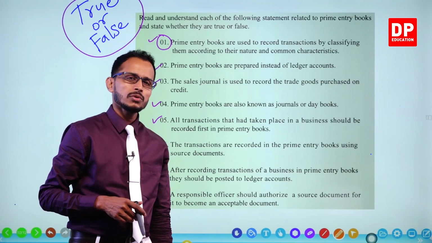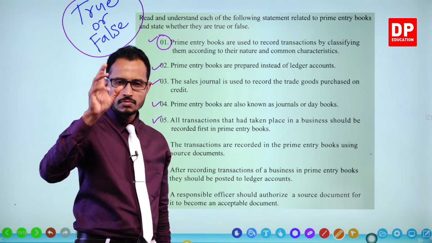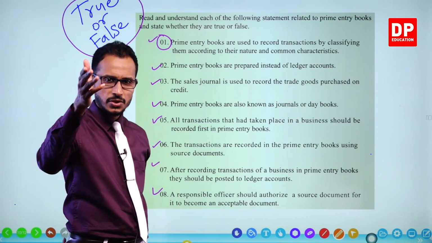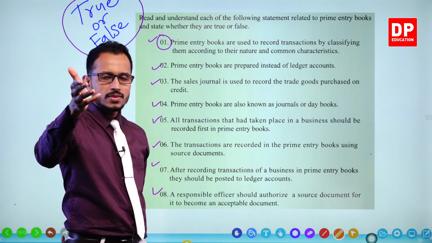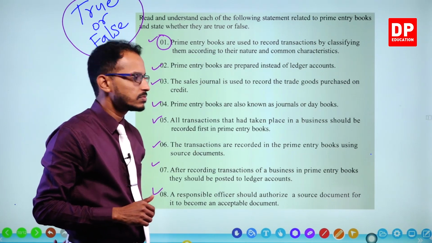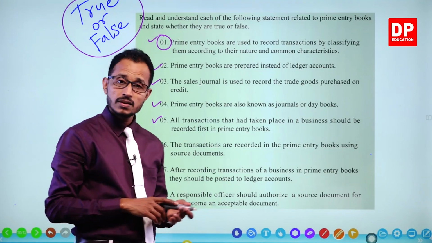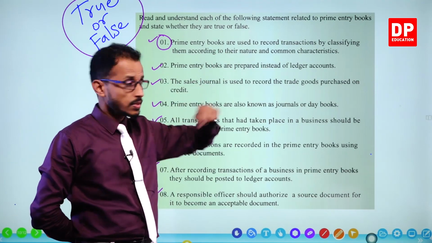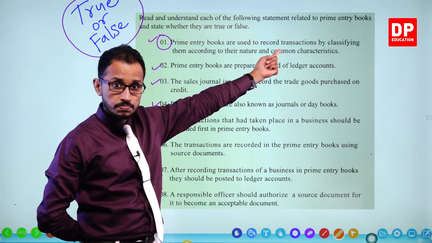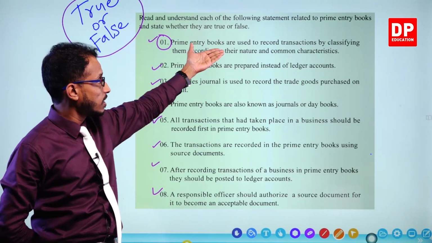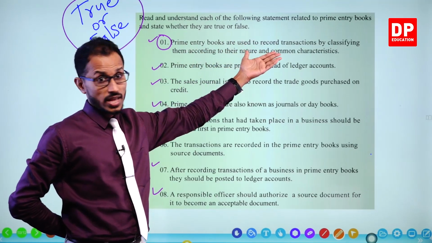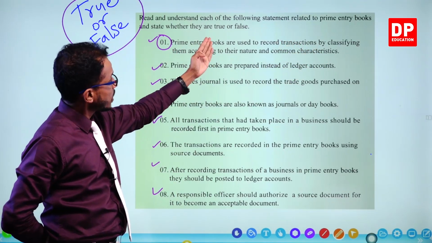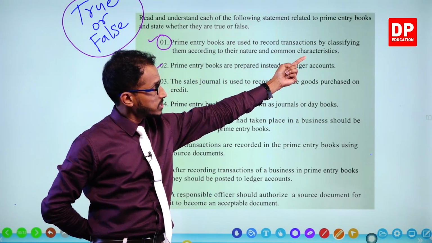Okay. Now you should be thinking, who can tell me whether this is true or false? Can you? True? Did you say true? Let's go through it again. Prime entry books are used to record transactions. Yeah, we know that prime entry books are used to record transactions. We know that. That is true up to now. By classifying them according to their nature and common characteristics.